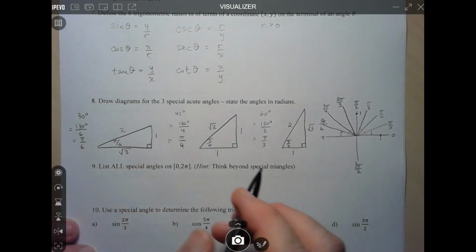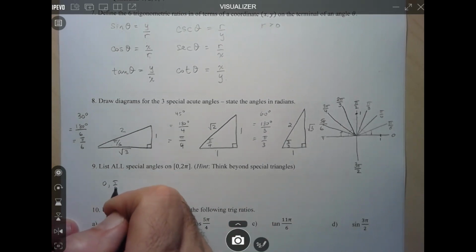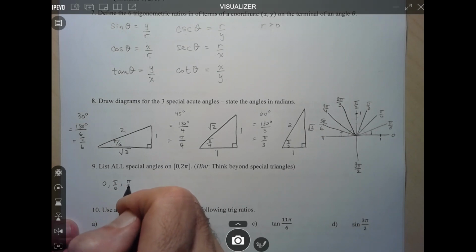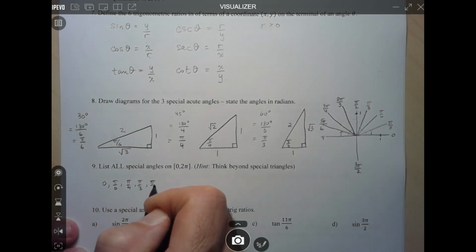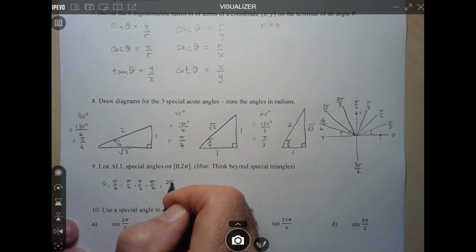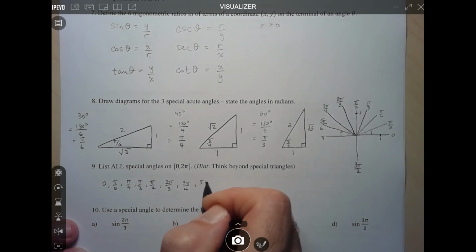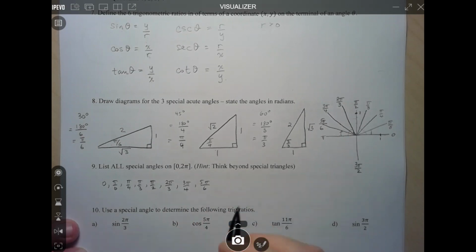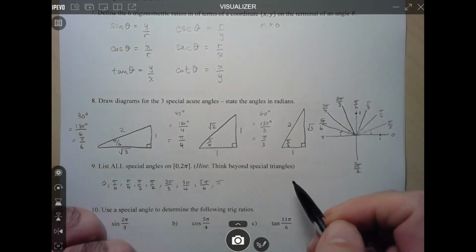So let's start listing some of these. We have 0, we have pi over 6, we have pi over 4, we have pi over 3, and we have pi over 2. And there's my first quadrant. Then we're going 2 pi over 3, 3 pi over 4, 5 pi over 6. And then of course we get to pi, 180 degrees.